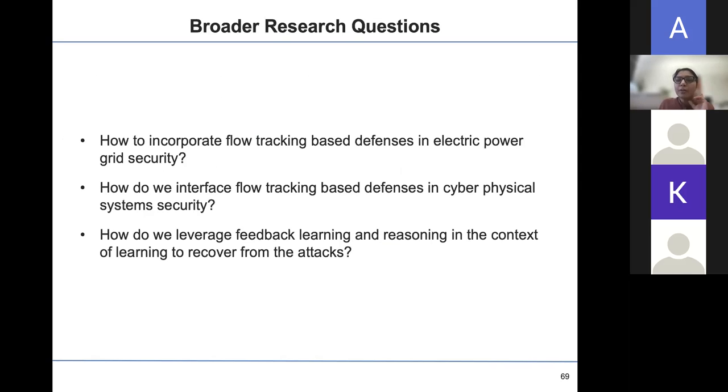Other broader research questions include how to incorporate these flow-tracking-based detection mechanisms in electric power grid security, and how to develop this defense mechanism in the context of other cyber-physical system security. And finally, how to leverage the information that we learned from solving the games to recover from the attack. We detect the attacks, but if we want to recover the system, how do we use this information for recovery?